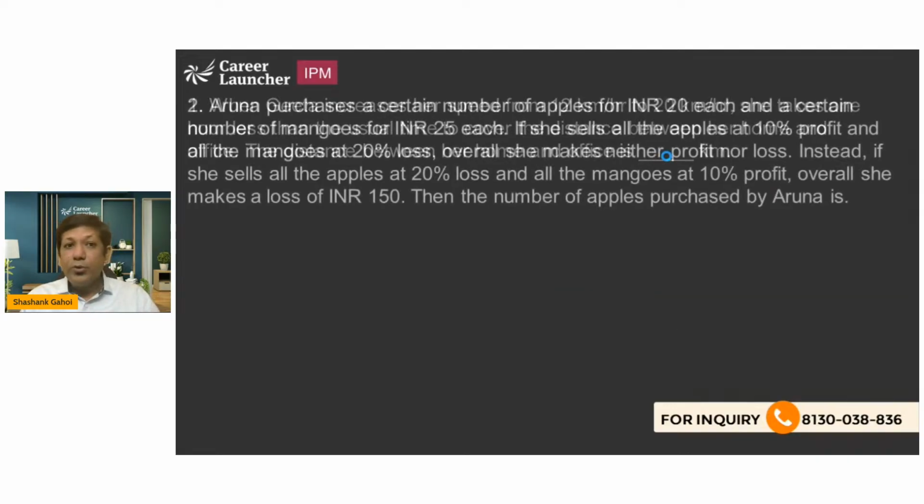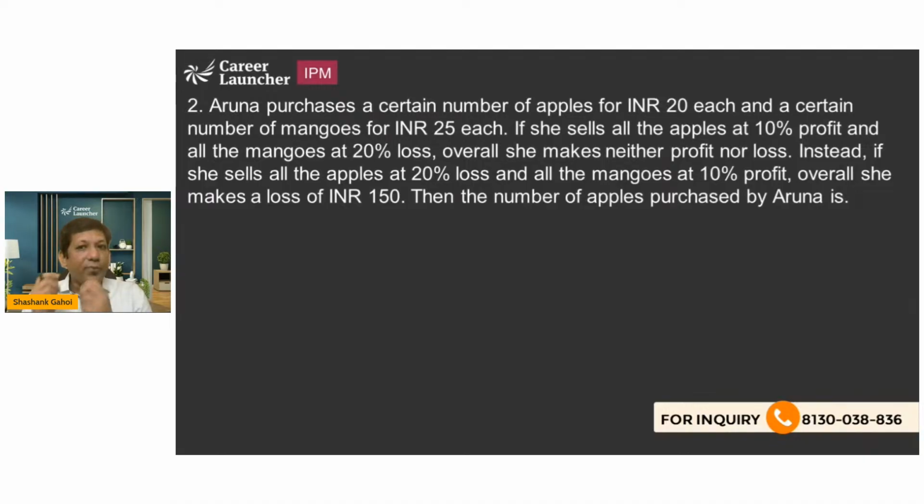Now let's move on to the next question. What does it say? It says Aruna purchases a certain number of apples at INR 20 each and a certain number of mangoes at INR 25 each.